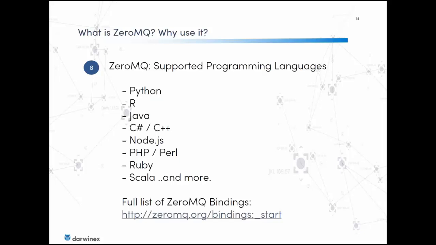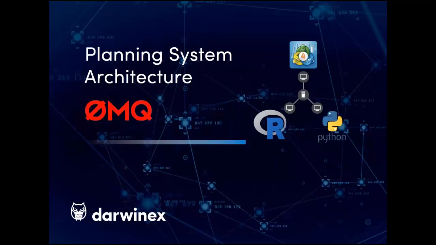If you are programming strategies and currently working with them in other programming languages, check the ZeroMQ bindings list here on zeromq.org/bindings:_start, the URL displayed at the bottom of this slide. And you'll see at least 2 pages worth of supported programming languages in the ZeroMQ universe, some of those being Python, R, Java, C, C#, Node.js, PHP, Perl, Ruby, Scala, and more. Now, moving on to planning the system architecture for implementing this distributed trading system.